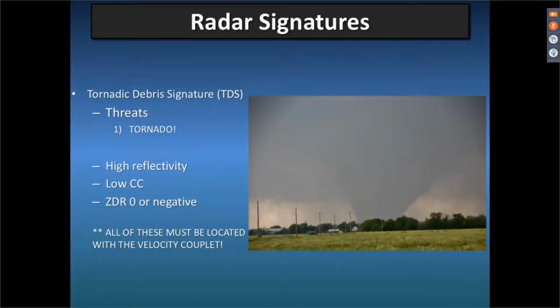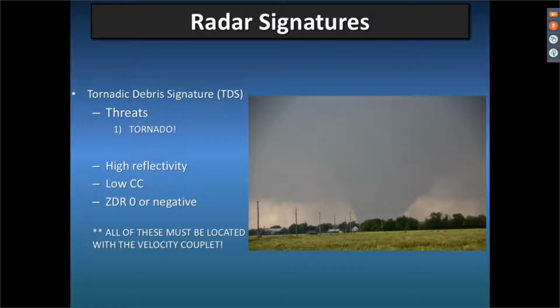All right. And so we can take all of what we've talked about so far into play and determine this one signature that's called a tornadic debris signature, or a TDS. If we see this on radar, and we've also got a strong area of rotation, area of high reflectivity, low CC, well below 0.8, and the ZDR is negative, all those on top of each other, we can determine that that's actually a tornado that has touched down and has lofted debris into the atmosphere.